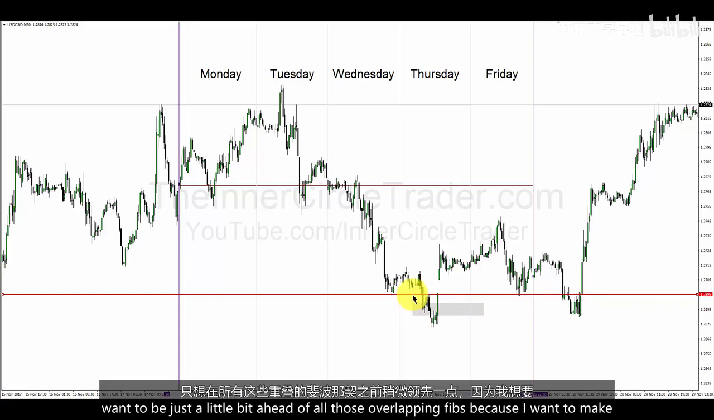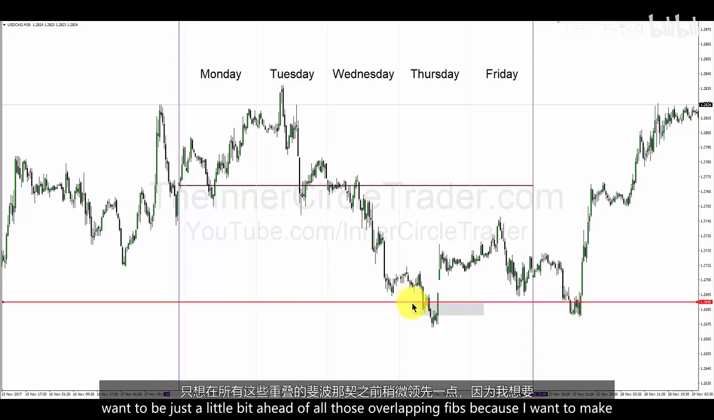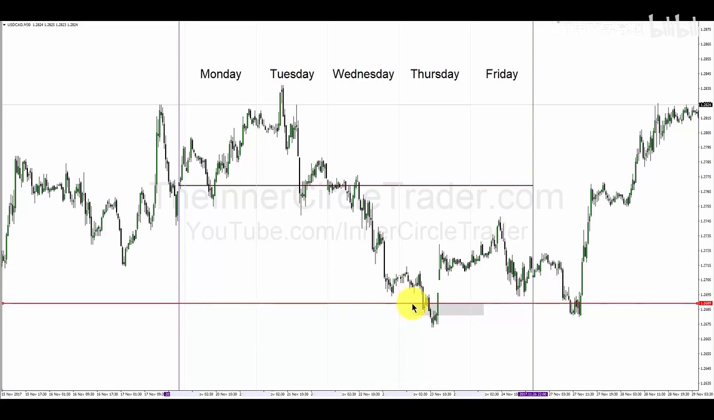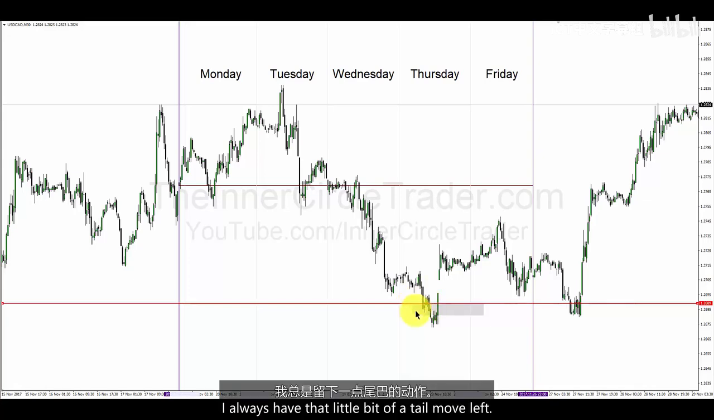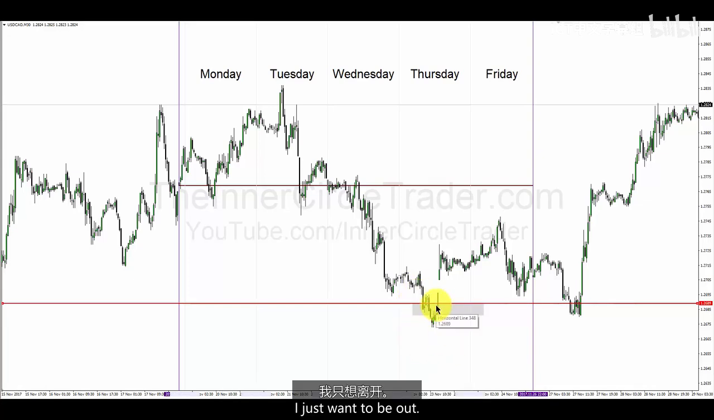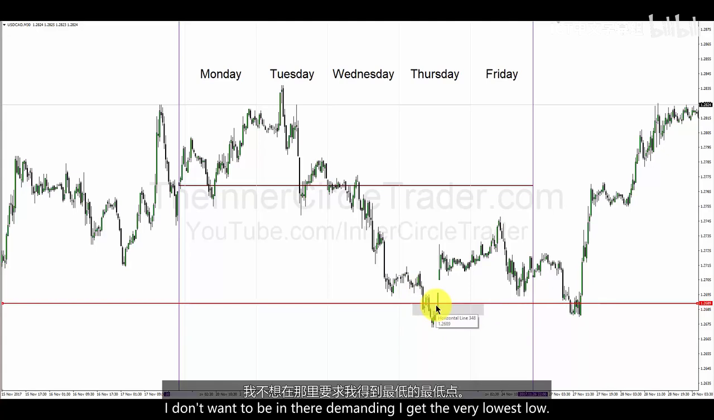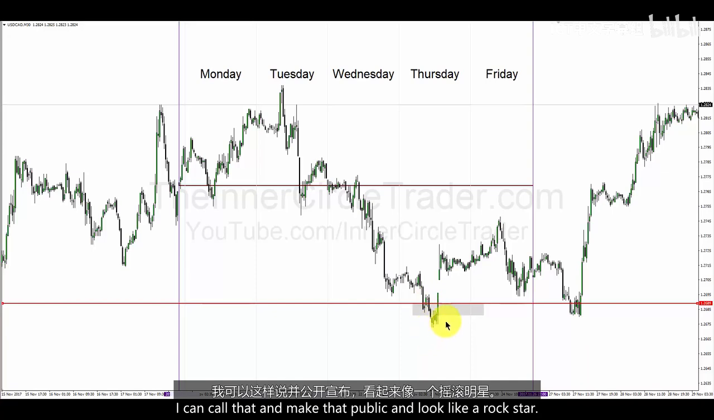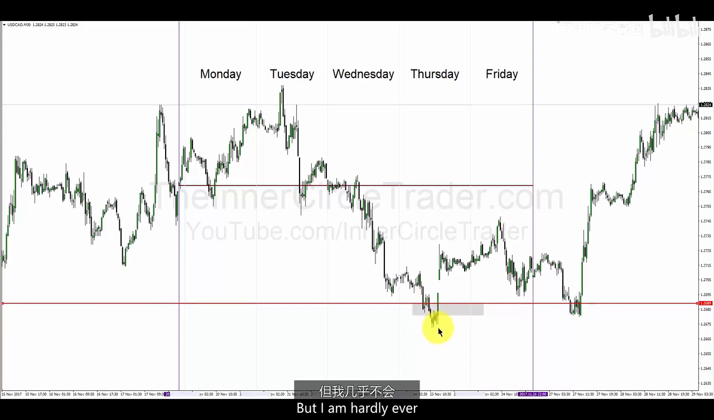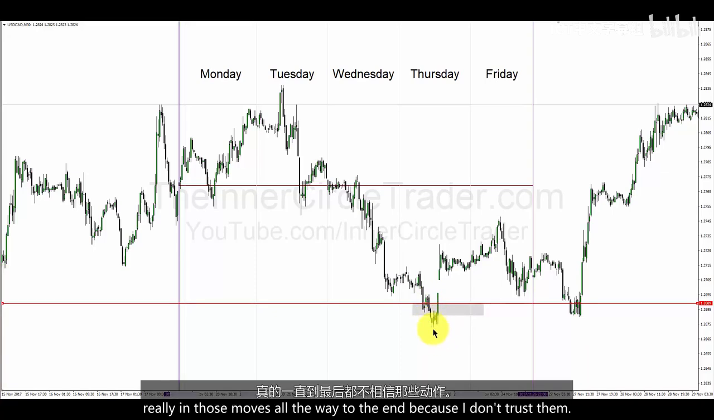I want to be just a little bit ahead of all those overlapping fibs because I want to make sure I get my price. So I'll always leave a little bit on. That's why I see most of my exits. I always have that little bit of a tail of a move left. I just want to be out. I don't want to be in there, demanding I get the very lowest low. I can call that and make that public and look like a rock star, but I am hardly ever really in those moves all the way to the end because I don't trust them.